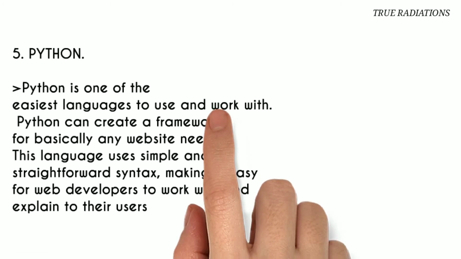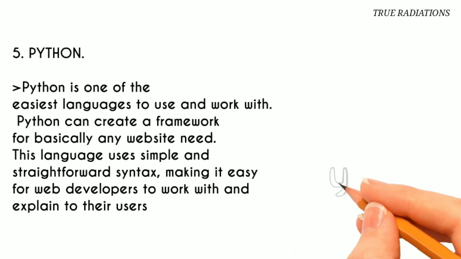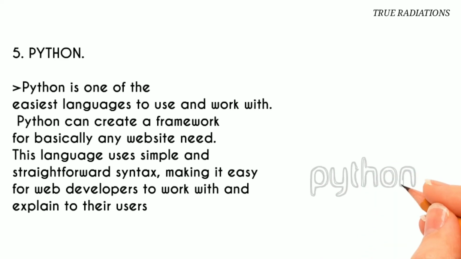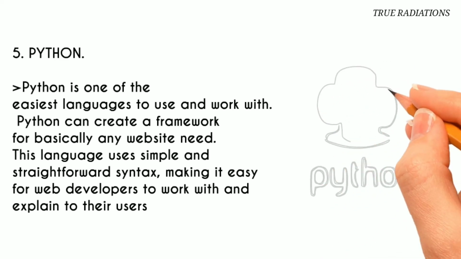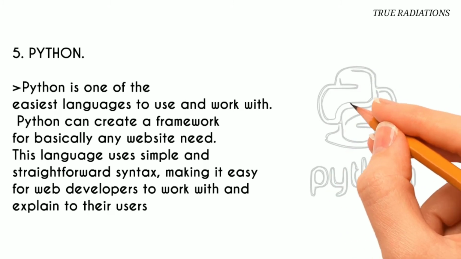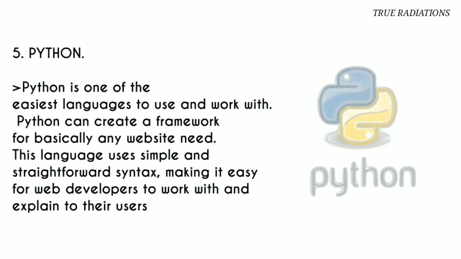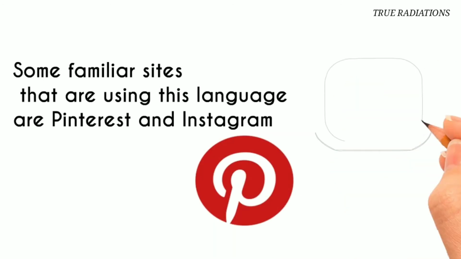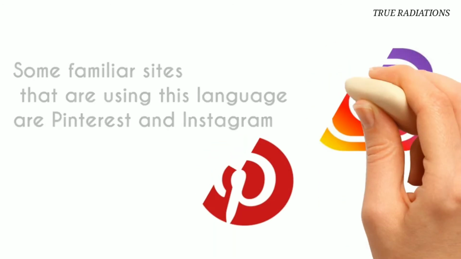Number 5. Python. Python is one of the easiest languages to use and work with. Python can create a framework for basically any website. This language uses simple and straightforward syntax, making it easy for web developers to work with and explain to their users. Some familiar sites that are using this language are Pinterest and Instagram.